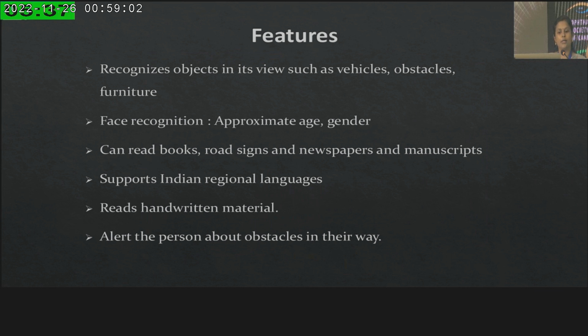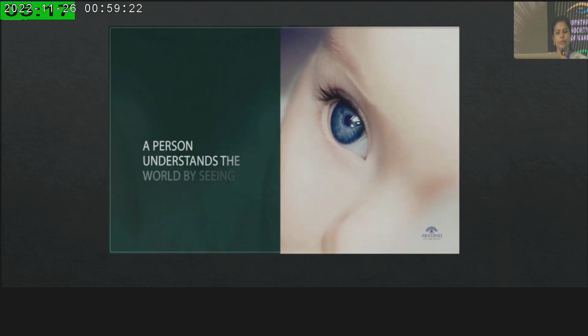It supports all Indian languages. It also supports handwritten material. There is a navigation mode where it will alert you about obstacles. So this also we've been using in children with special needs who cannot identify faces or who are not able to walk or who are not able to read. Also for blind people also this is useful. So I'll just show you the video.